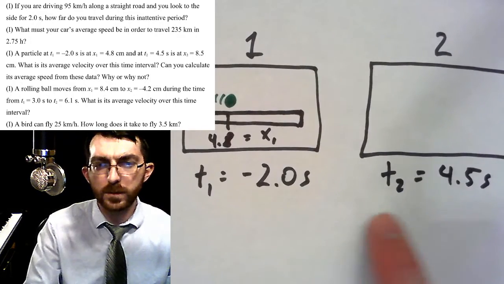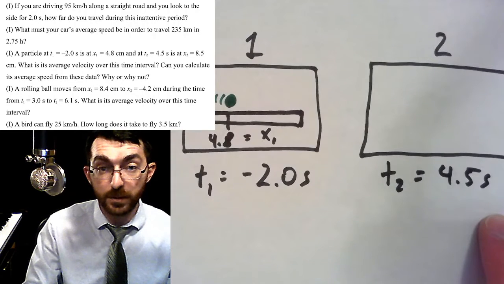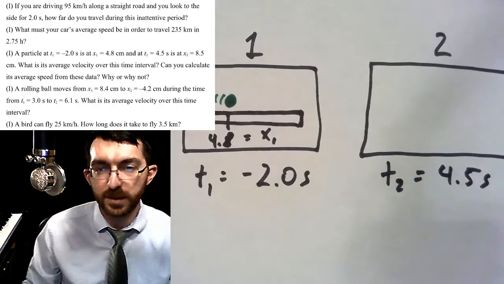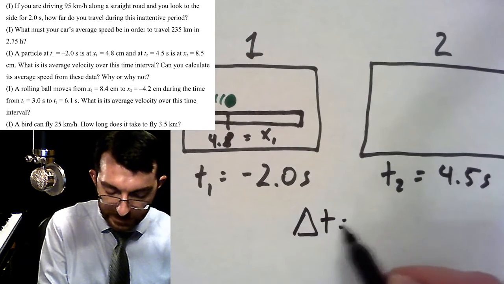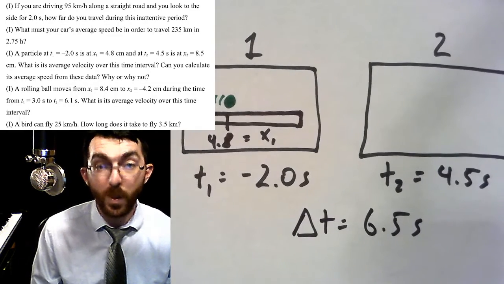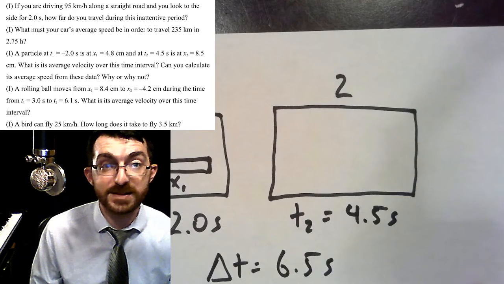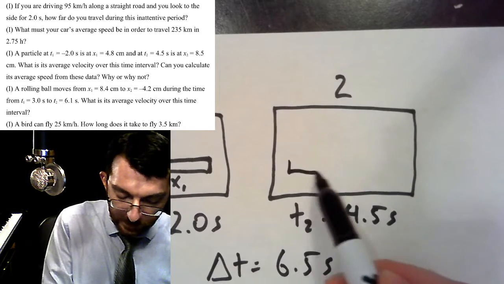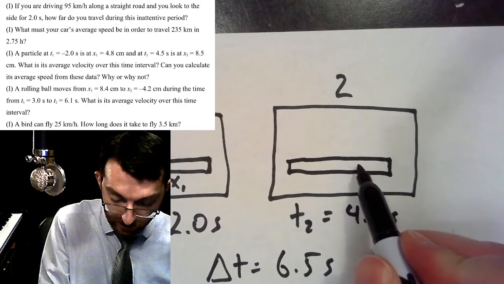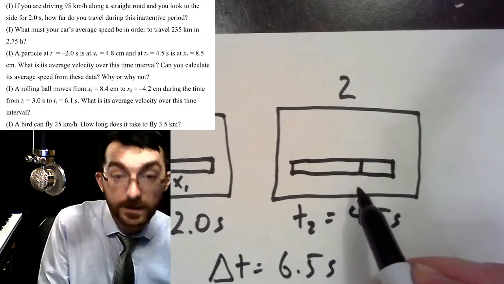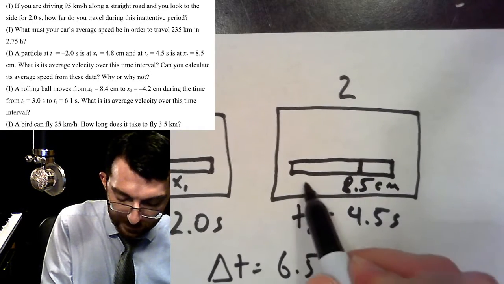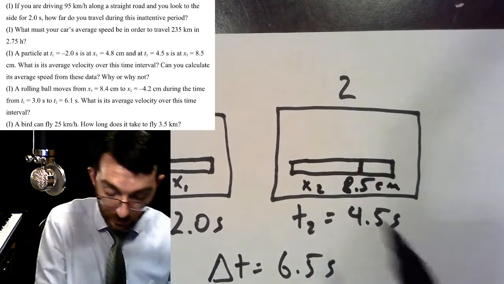Say, how long was that? You'd have to add those, or I'm sorry, you'd have to subtract them. I'm thinking subtract to minus is plus. So we've actually got a delta t of 6.5 seconds here. Anyway, where is it at t2? It's at 8.5 centimeters. So let's get that ruler. Now it's over here at 8.5 centimeters. And that is location 2.